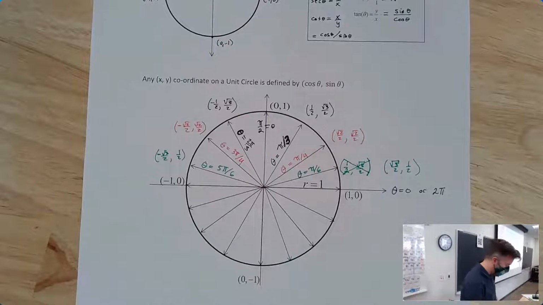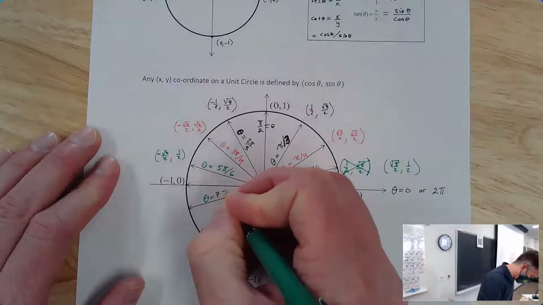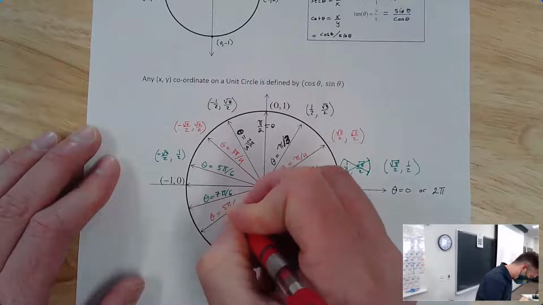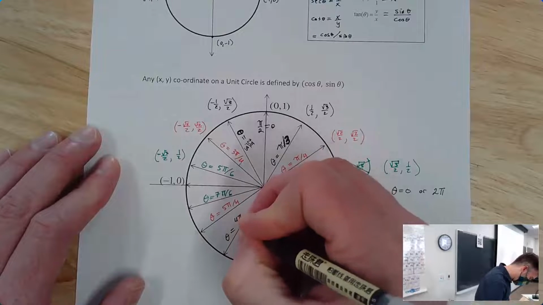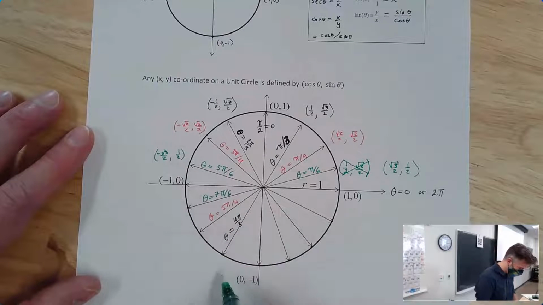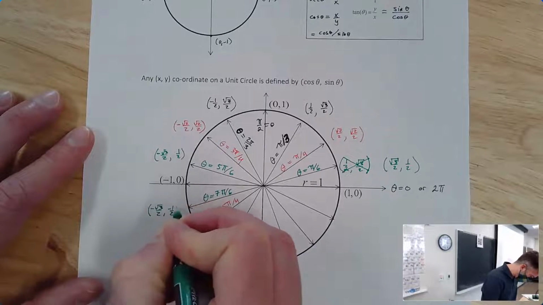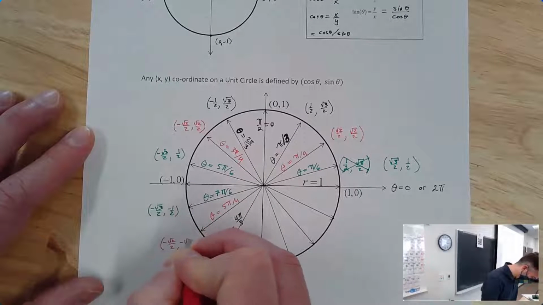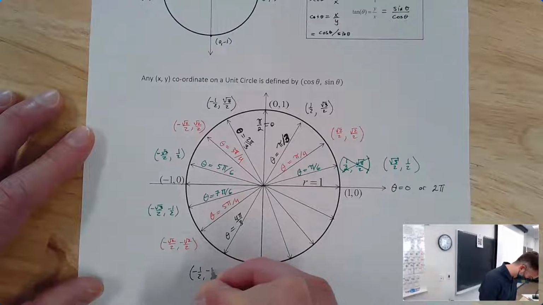If we keep going the same way, in the third quadrant, this angle is 7 pi over 6. This angle is 5 pi over 4. This angle is 4 pi over 3. And the associated values are, for 7 pi over 6, everything's going to be negative in this quadrant because x and y are negative. That's going to be negative root 3 over 2, comma, negative 1/2. And that's going to be negative root 2 over 2, comma, negative root 2 over 2. And that's going to be negative 1/2, comma, negative root 3 over 2.